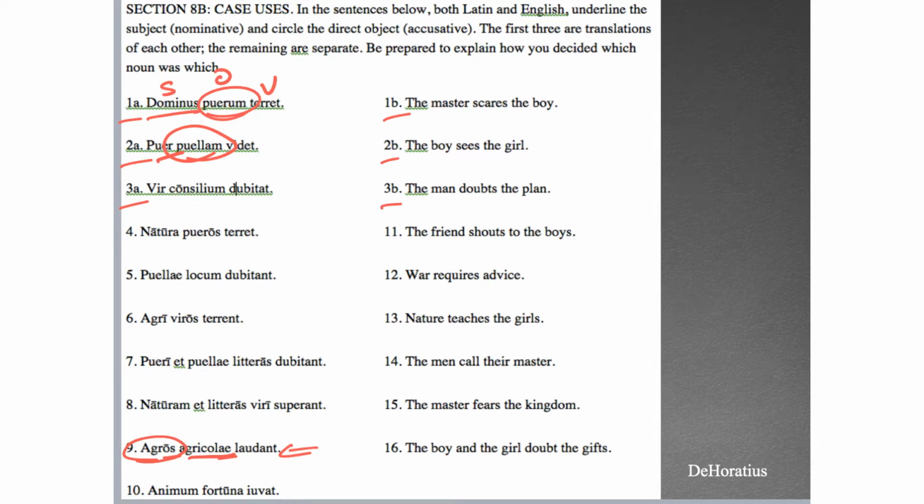So it's the ending, not the word order, that's going to tell you the meaning of each word and of the sentence as a whole. All right, and I'll do one English one, so number 16. Note that in number 16 we have a compound subject, the boy and the girl, and then the gifts is our direct object. So a good way to practice in both Latin and English, getting used to subjects and direct objects. Remember that English will focus on word order and Latin will focus on endings.